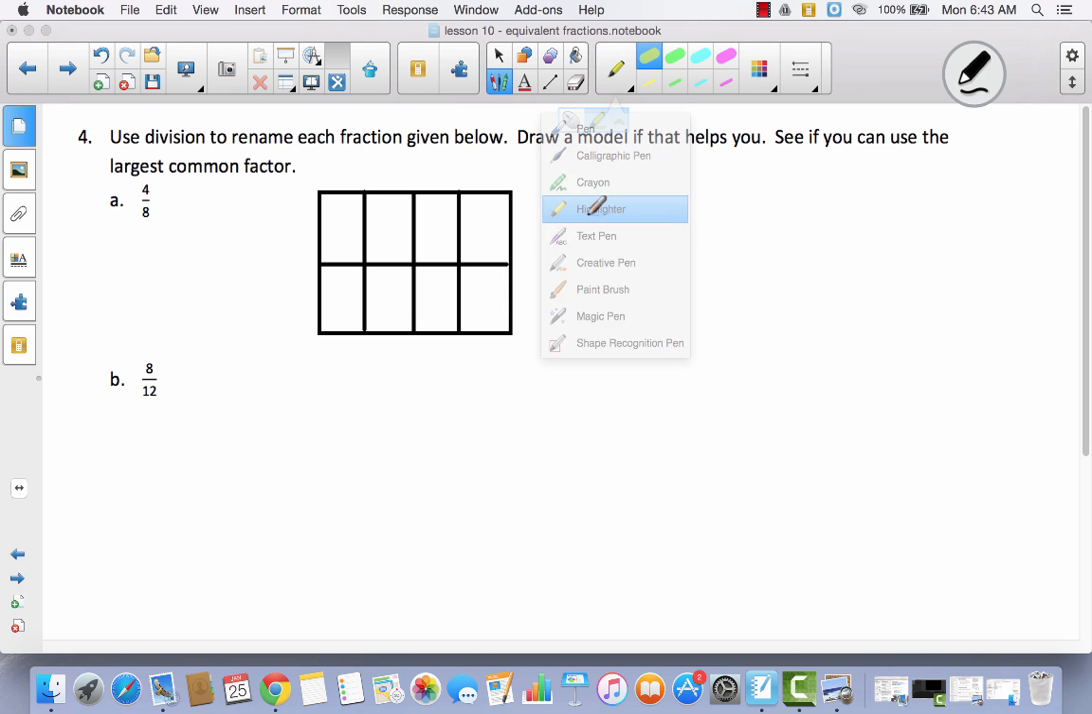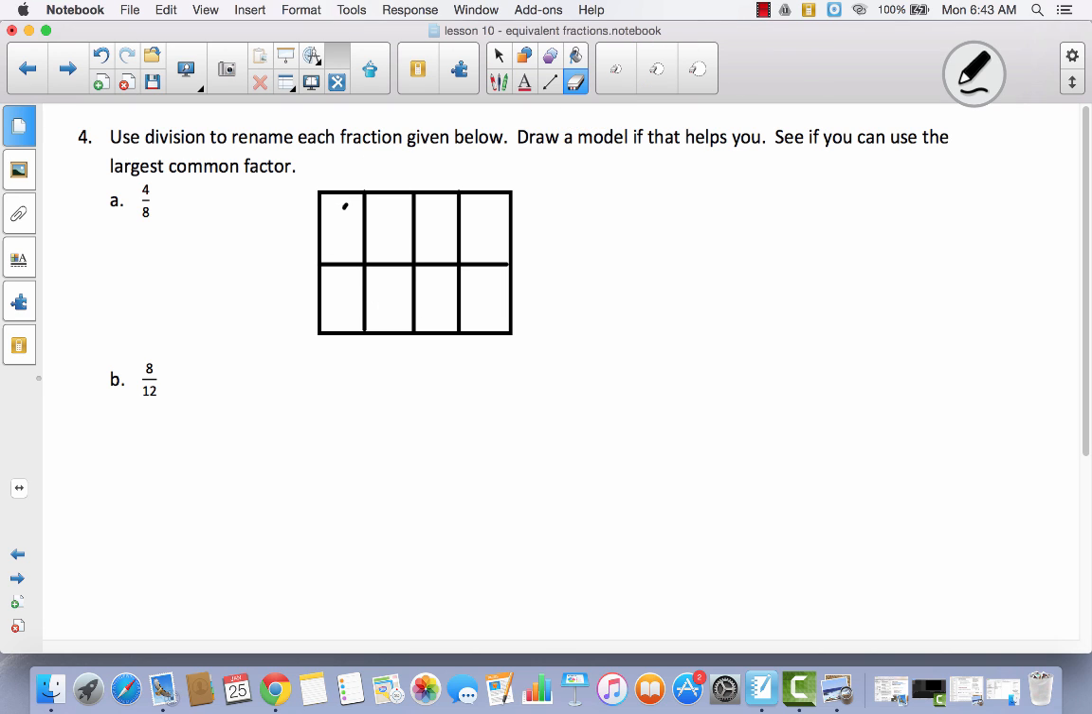Okay? So here is my highlighter. That's happened to me twice today. All right. So let's go back up here.